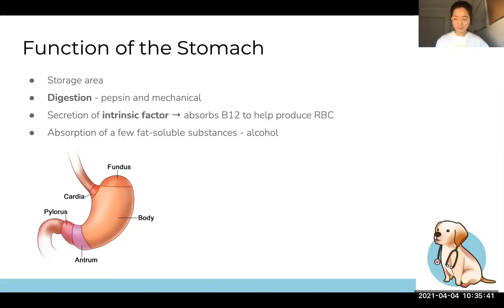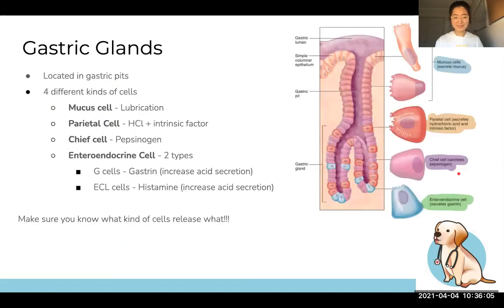And B12 is important because it's basically required in your neurological system. So it's important for nerves. If you don't have enough B12, your nerves aren't going to be functioning as well, and you might get neurological disturbances as a result. And then the stomach can also absorb a few fat-soluble substances such as alcohol. But the main things you need to know are pepsin and intrinsic factor, which we will talk about now.